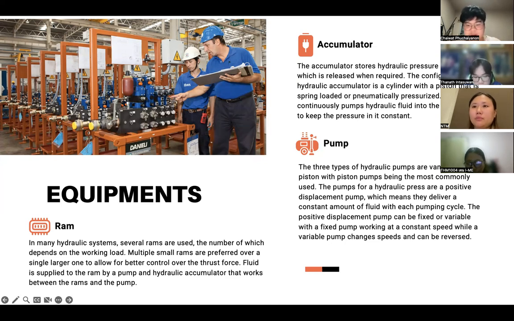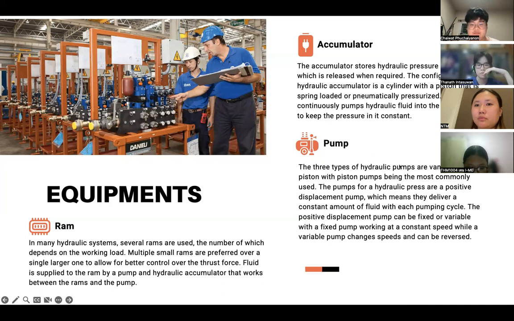So next one is the pump. There are three types of hydraulic pumps: vane, gear, and piston, with piston pumps being the most commonly used. The pumps for a hydraulic press are positive displacement pumps, which means they deliver a constant amount of fluid with each pumping cycle.